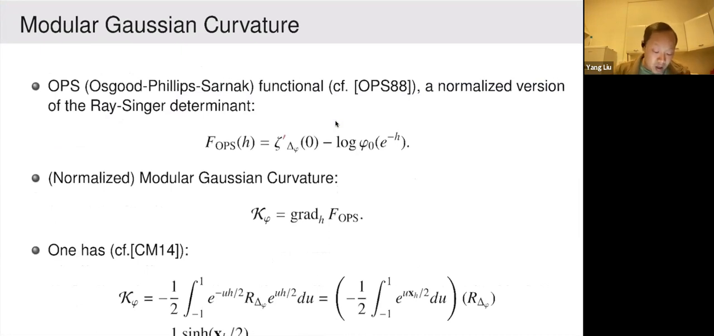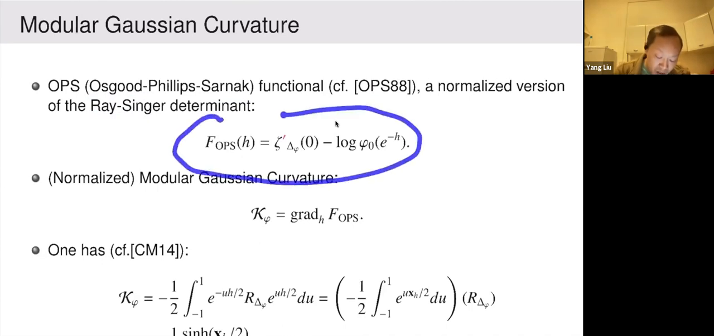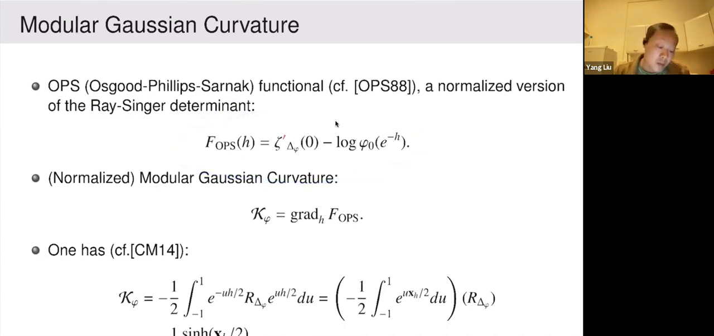So the model they took is the model of this Ray-Singer determinant. The result is recorded in, I think, a famous paper by Osgood, Phillips, and Sarnak, in which they study the variation of the Ray-Singer determinants, and as an application they prove the uniformization theorem on Riemann surfaces. Alain and Henri took this as a model, and moved this functional onto noncommutative tori.